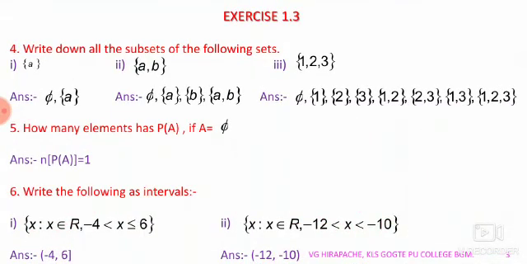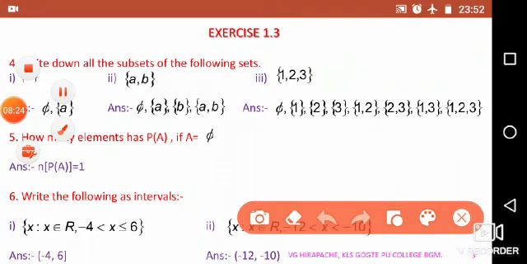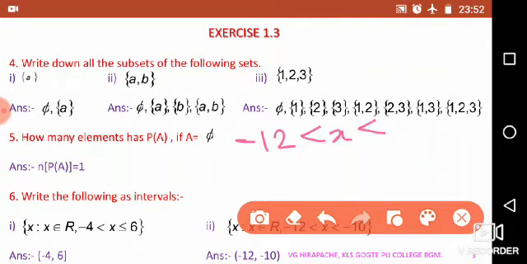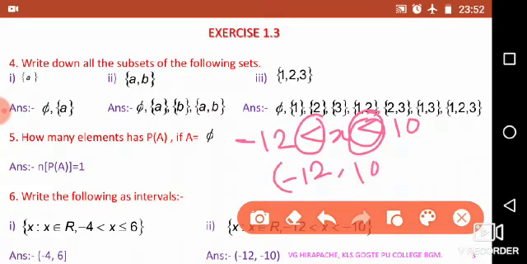Similarly, we have one more example of a similar type: x such that x belongs to R, -12 less than x less than 10. This set we are going to write like this. Both the ends are open, strictly open. Therefore, we can write open intervals in small brackets, -12 comma, and on the right side also it is an open interval, 10. Therefore, the interval in the given form is (-12, 10).